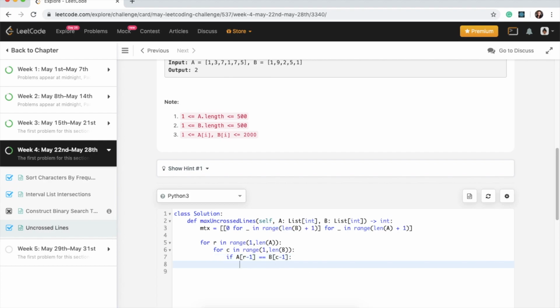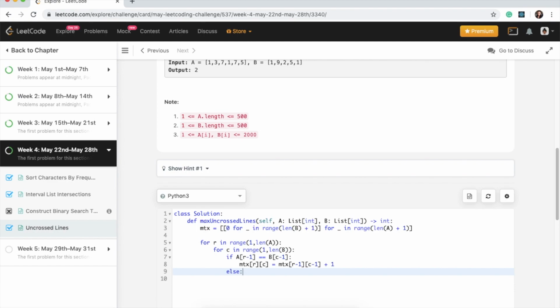So if they match, then what we want to do is update our result matrix. We'll say matrix row and column. At that position, we will take our previous answer, matrix R minus 1, C minus 1, which is looking diagonally upwards from that position as we saw in our solution, and then add 1 to that. So that's what we're going to do.